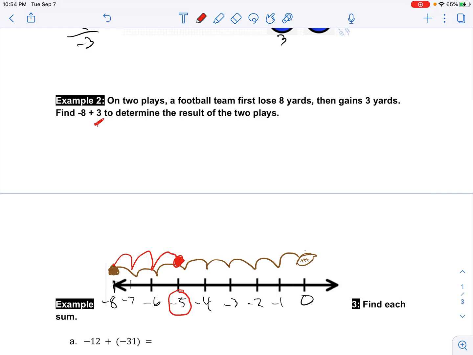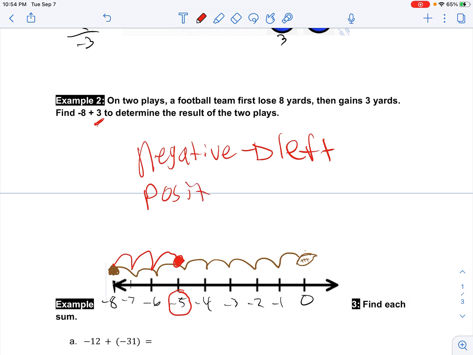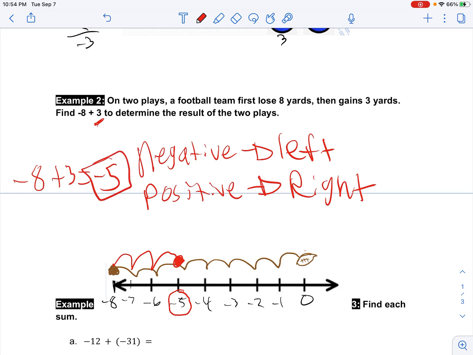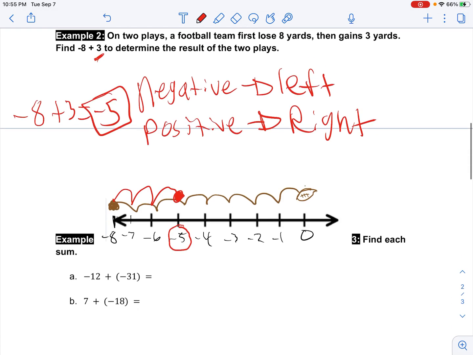-5. So again, another way to think about it is on a number line, you can move left and right depending on if it's positive or negative. Negative moves to the left, okay? Positive moves to the right. So from 0 to -8, and then I add 3. And again, if you were to use your rules, -8 plus 3, you would get the same answer of -5.